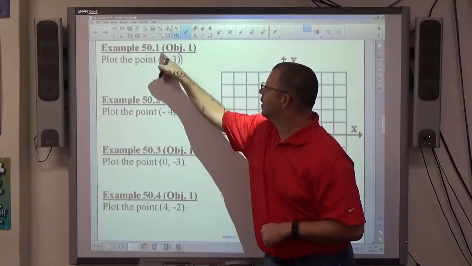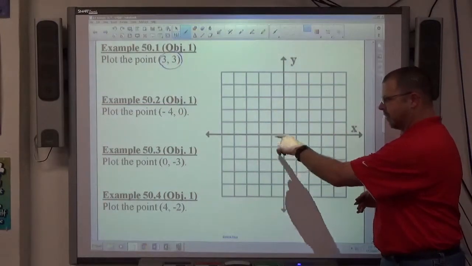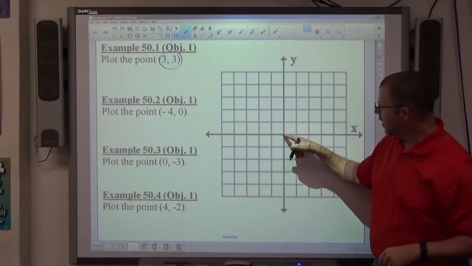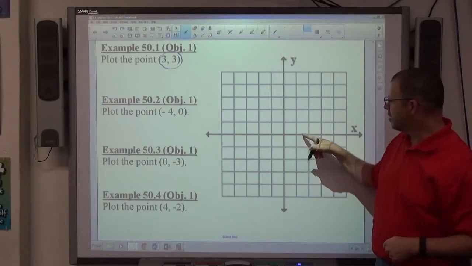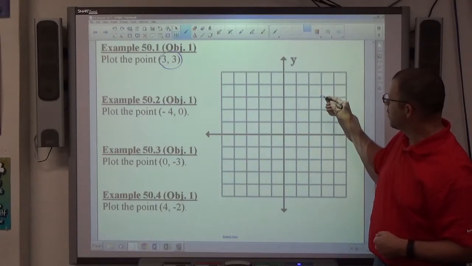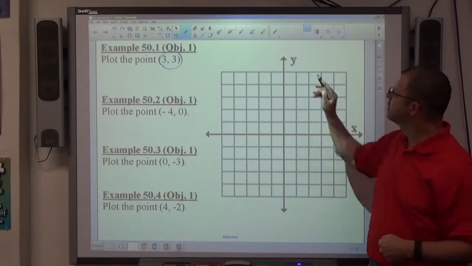Plot the point 3, 3. So here's my graph. X-coordinate, x-axis, y-axis. I'm looking at 3, 3. So I put my finger at the origin, 3 spaces to the right for the positive 3, 3 spaces up for the positive 3, and I put a dot where my finger ends up.